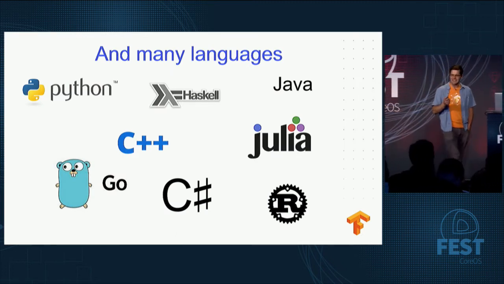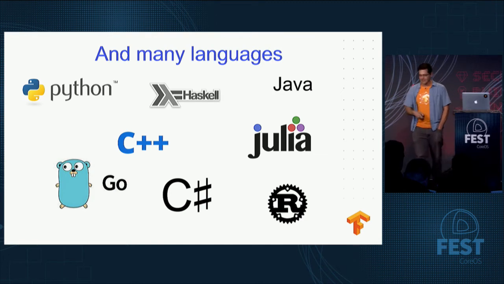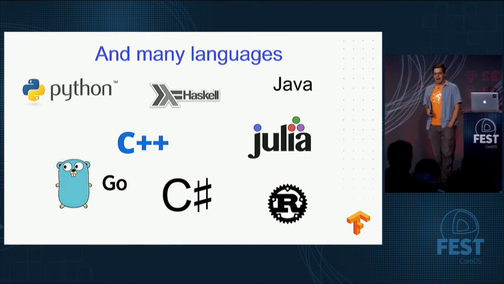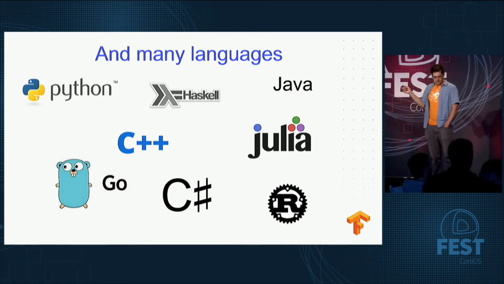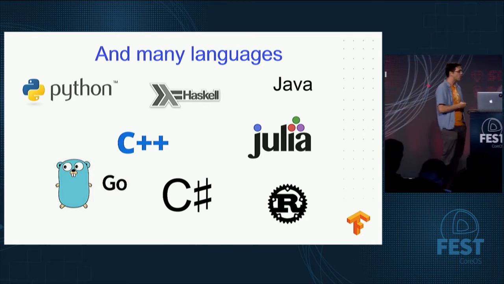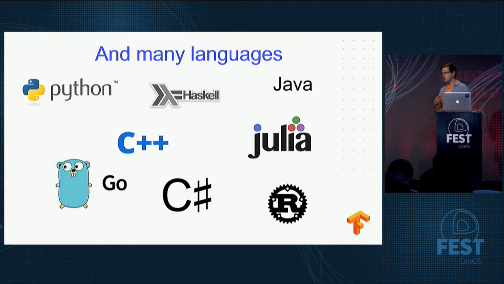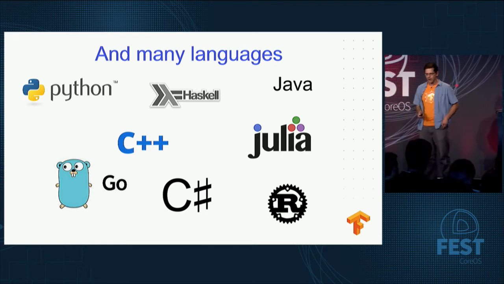Because TensorFlow tries to be very cross-platform, it also supports just about any language. Python is the primary language you would use it from. We have official C++ support, and Java support, and Go support, but there are also many community projects that allow it to be used from a variety of other languages.